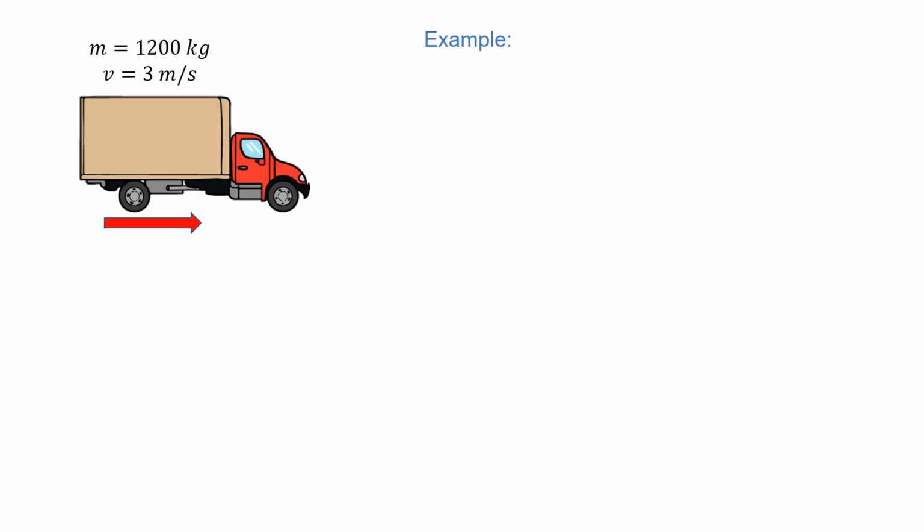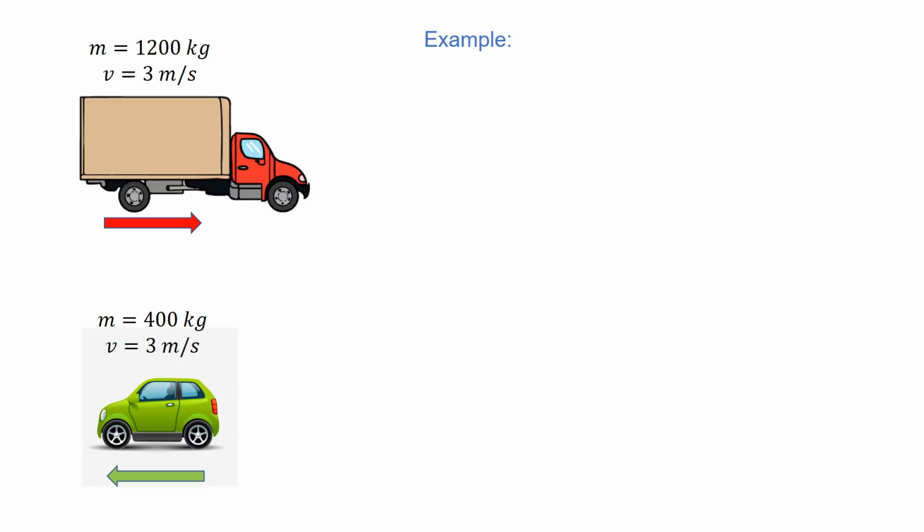For example, we're going to take a look at a truck. It has a mass of 1,200 kilograms and it's moving at a velocity of 3 meters per second. Then we have a nice little car that is 400 kilograms and moving at the same speed. Now, if p equals mv, we have 1,200 kilograms times a positive 3 meters per second in the i direction, because it's moving to the right, which is a positive 3,600 kilogram meters per second. So that is the momentum.